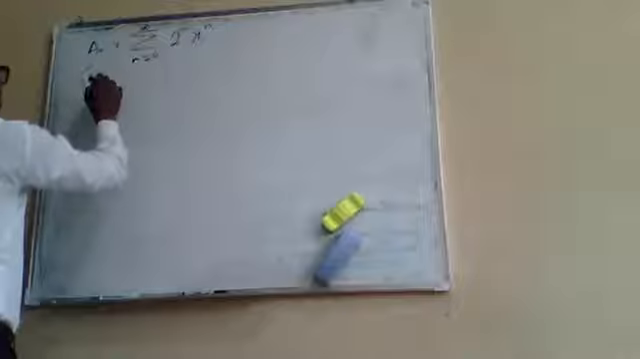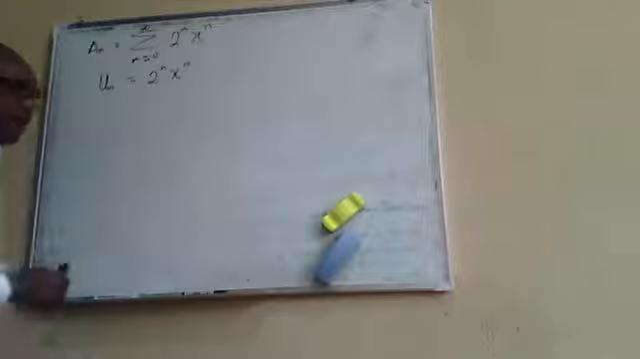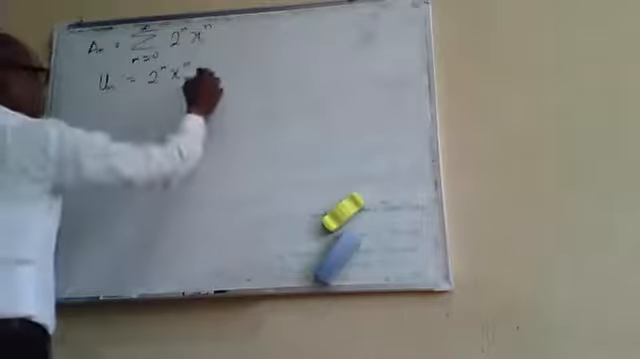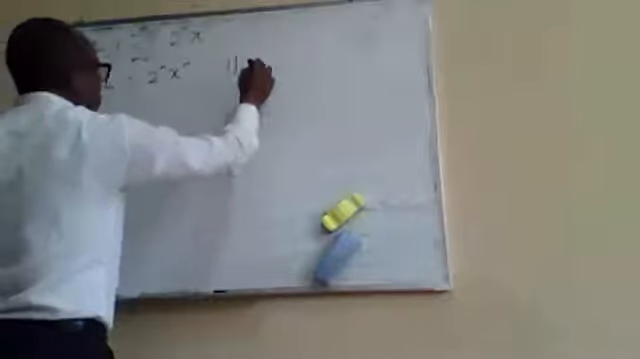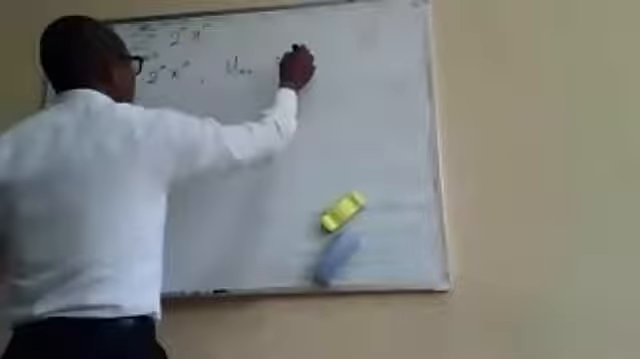You are having a series given as this. Our un can be 2 raised to power n, then s raised to power n. Then from here we determine un plus 1. To determine your un plus 1, anywhere you see n in your un, this is replaced with n plus 1.